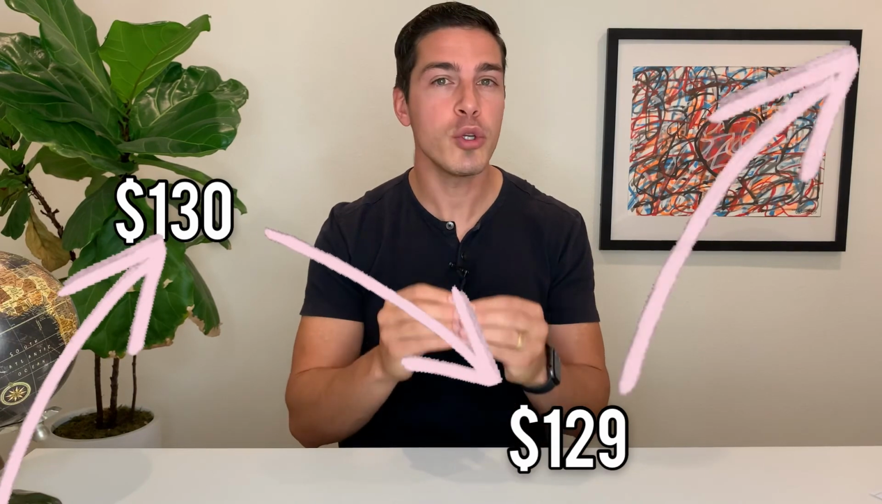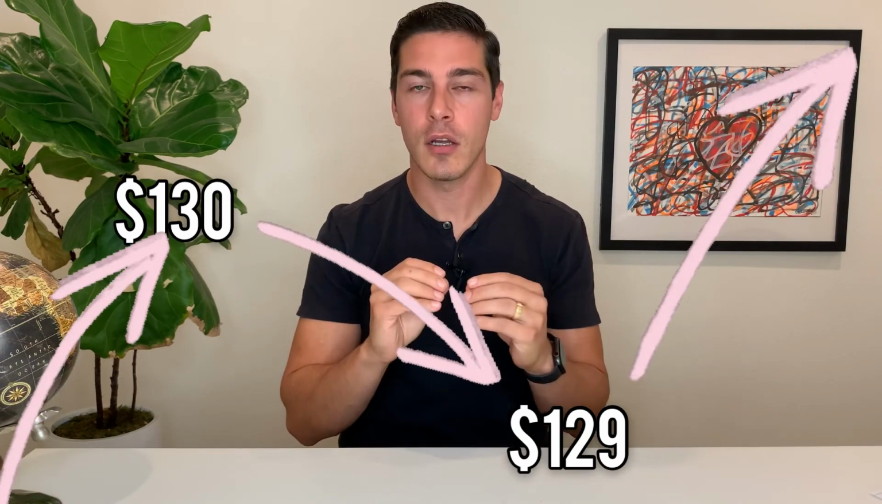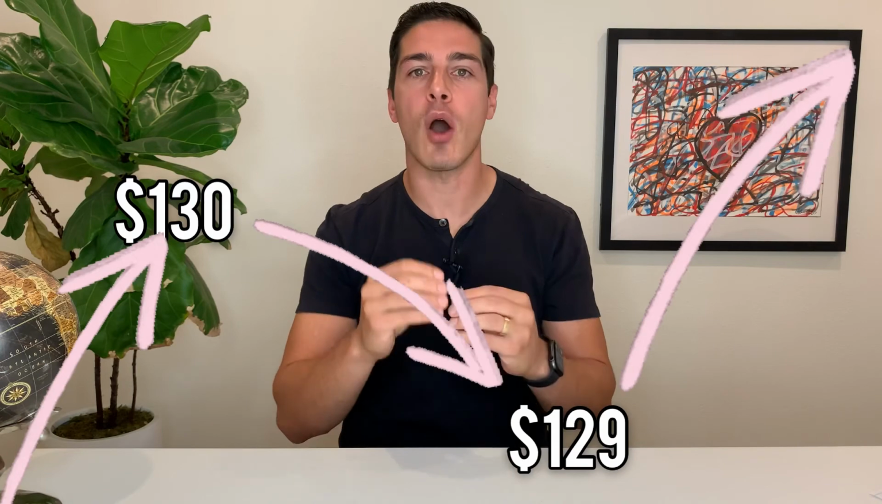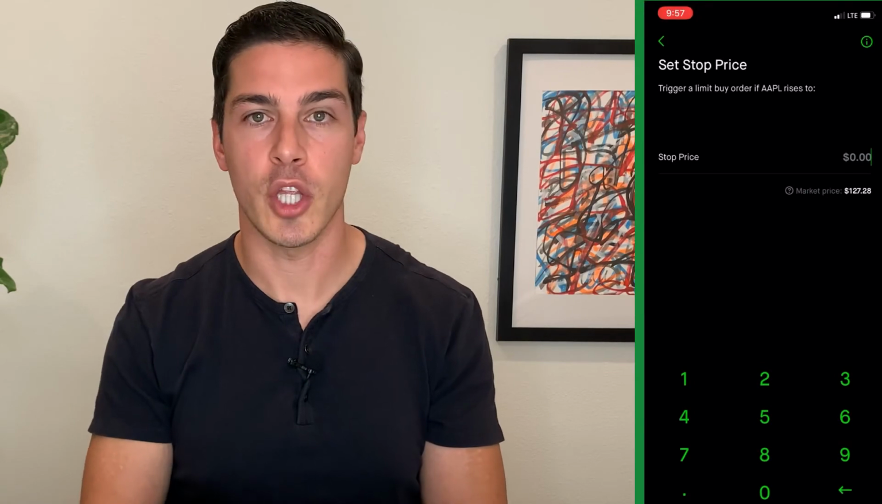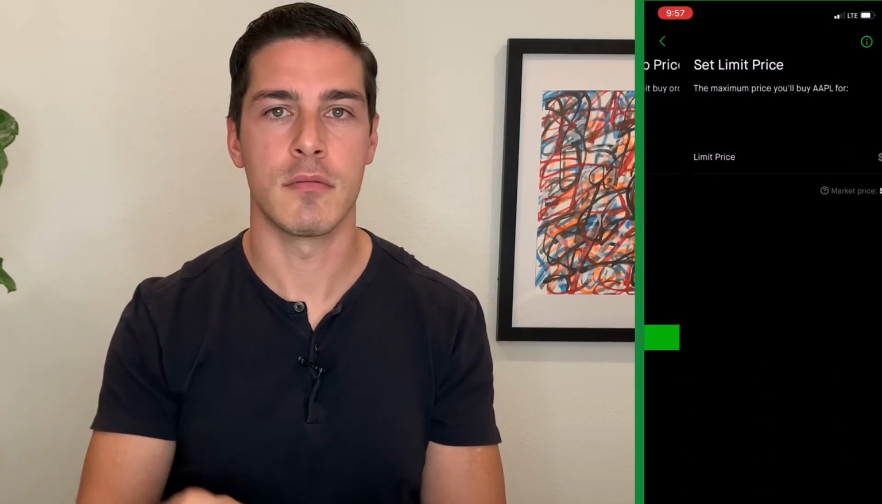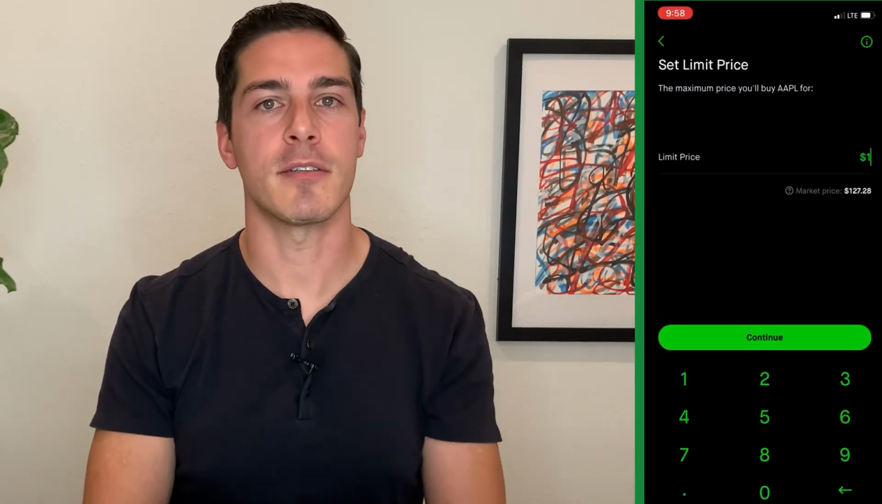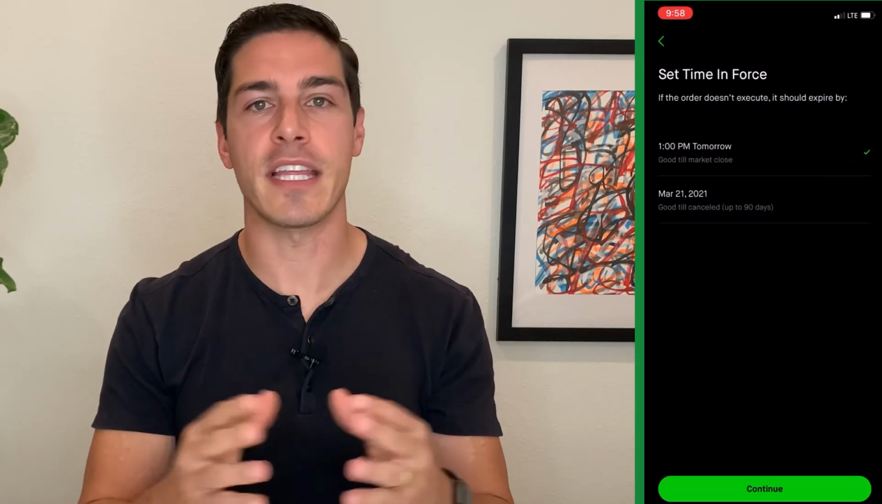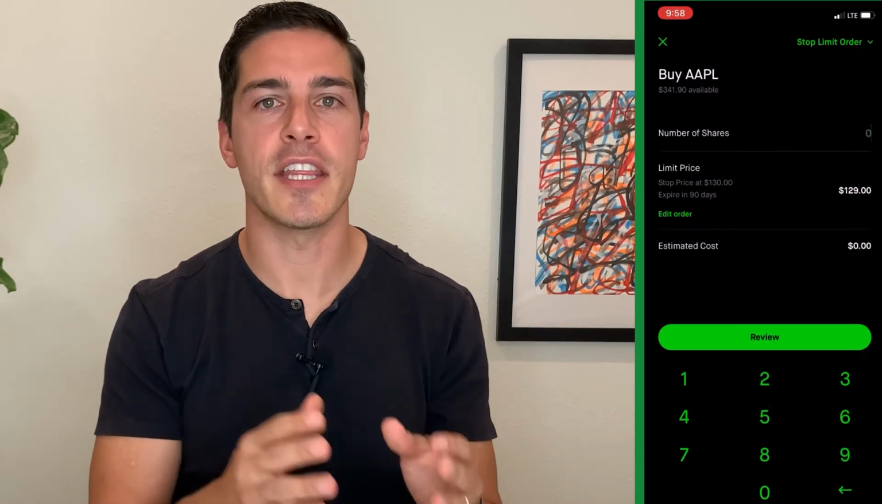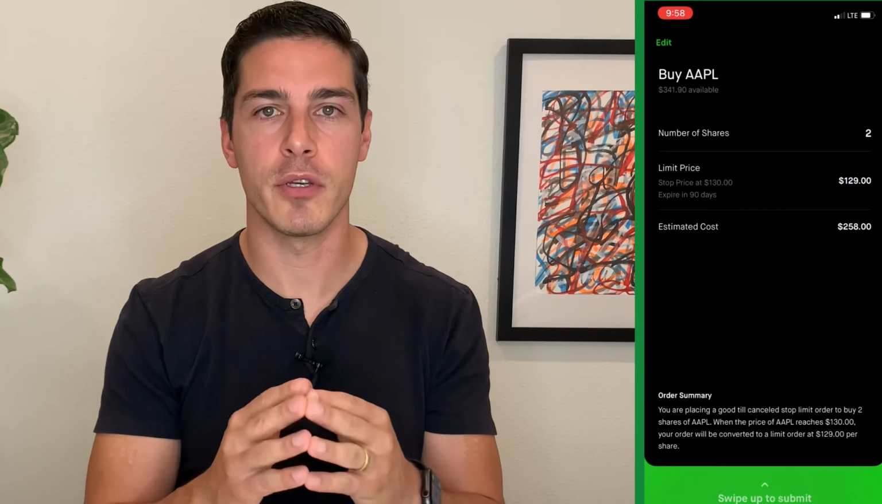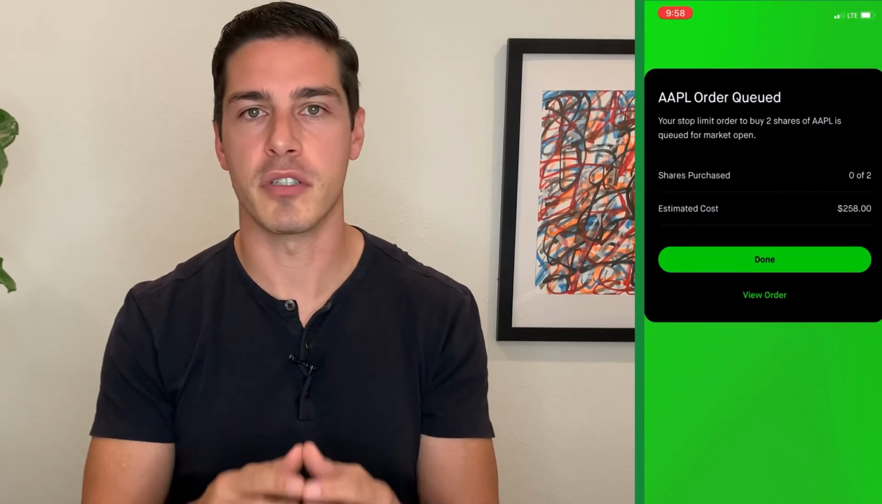Traders will use this order in order to catch the swing in the stock or to buy a stock on a pullback as they expect it to go up further in the future. To get a buy stop limit order going, you set the stop price, then you set the limit price, then the length of expiration, and then the number of shares. Review, swipe up, good to go.